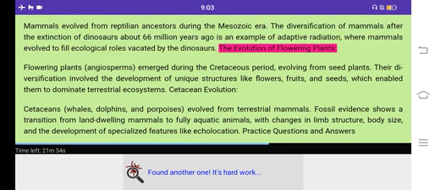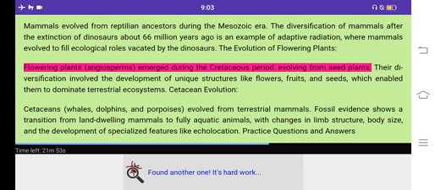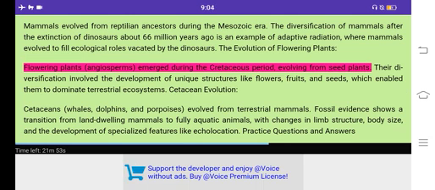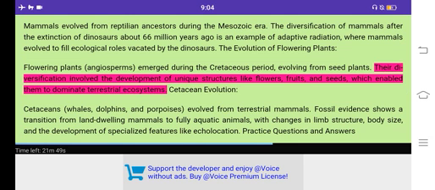The evolution of flowering plants. Flowering plants, angiosperms, emerged during the Cretaceous period, evolving from seed plants. Their diversification involved the development of unique structures like flowers, fruits, and seeds, which enabled them to dominate terrestrial ecosystems.